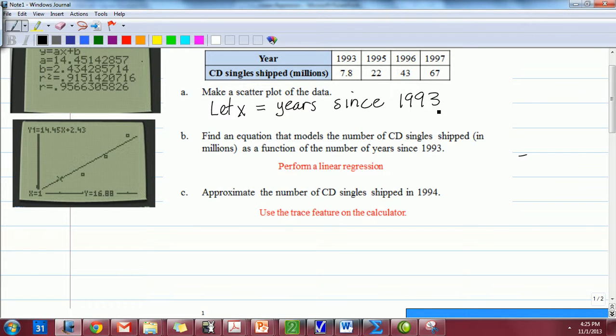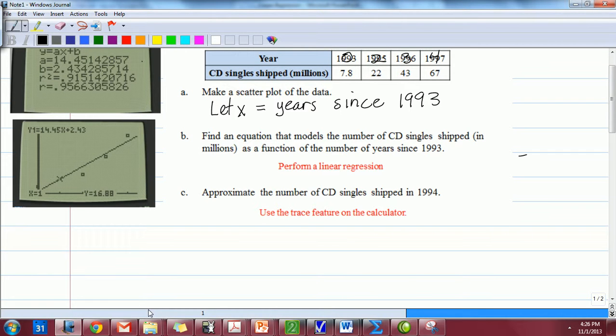So if I do that, then you can see here, instead of 93, I'm going to put 0. Instead of 95, that's not going to be 1, that's going to be 2. And instead of 96, it's going to be 3 and 4. So notice there's a value missing.